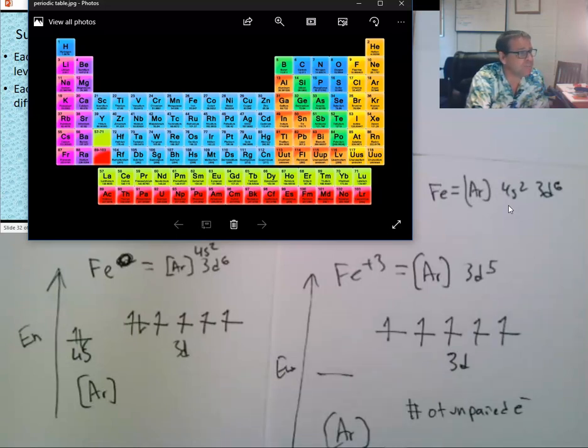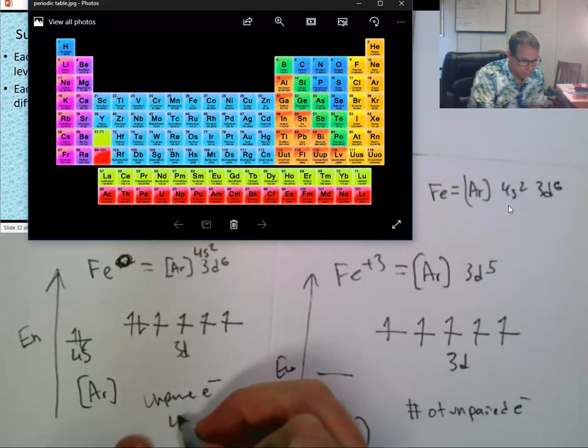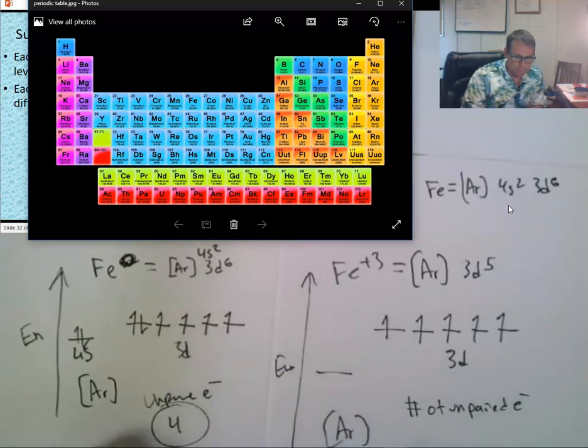Any other questions? So the answer to that was 4? The answer to this question here, unpaired electrons, 4, right? Okay. But over here, what is it?